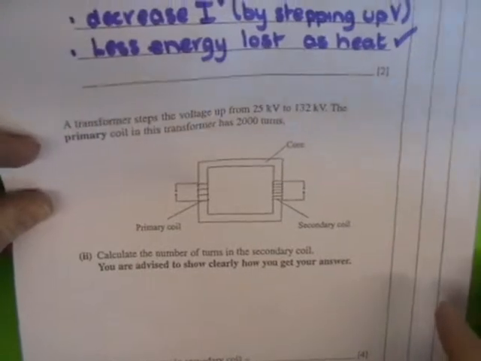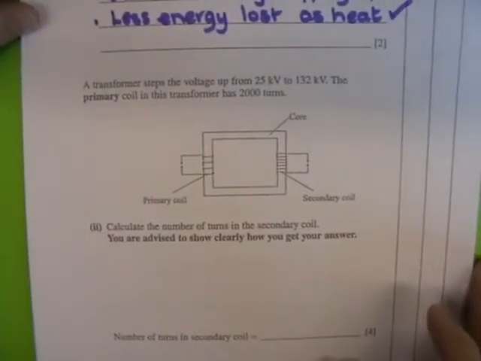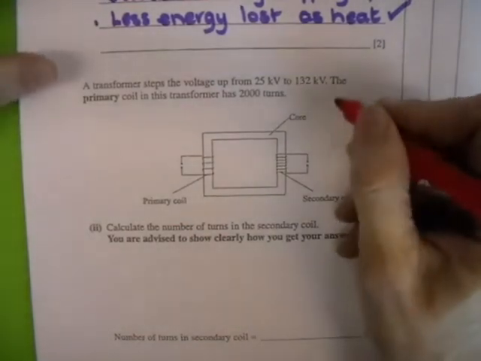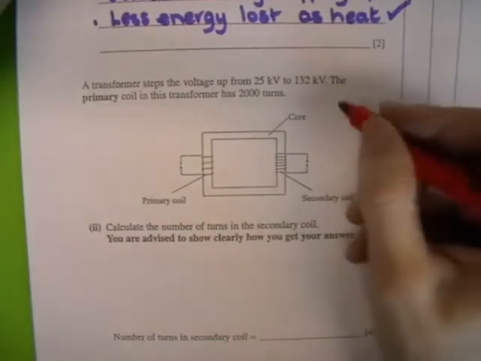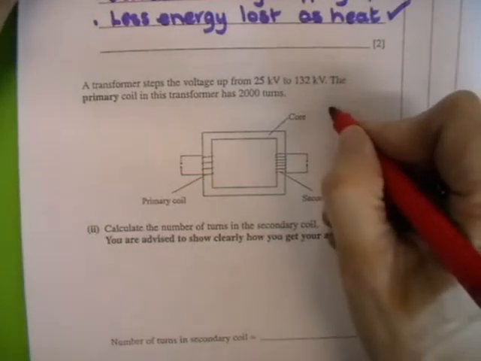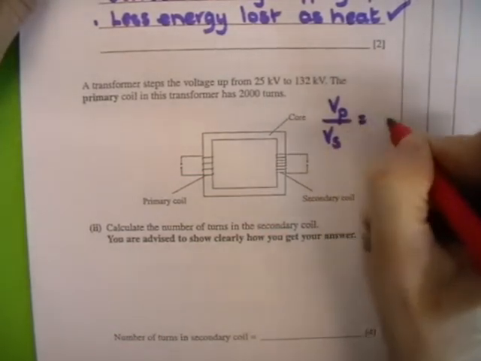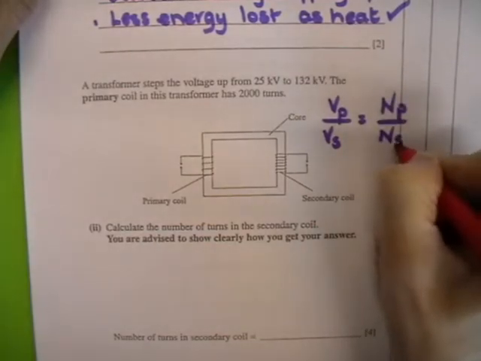The next question is a transformer question. A transformer steps the voltage up from 25 kilovolts to 132 kilovolts. The primary coil in this transformer has 2,000 turns. So your equation, I'll just write it at the side, but it's almost easier at times if you don't use the equation. The equation is going to be your primary voltage over your secondary voltage is equal to the number of turns in your primary over number of turns in your secondary.